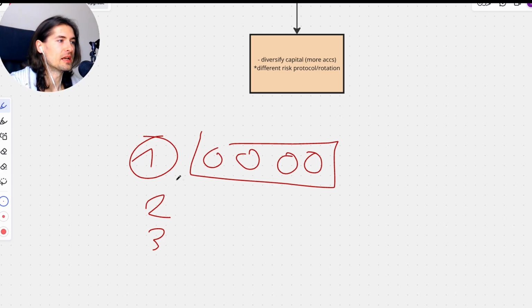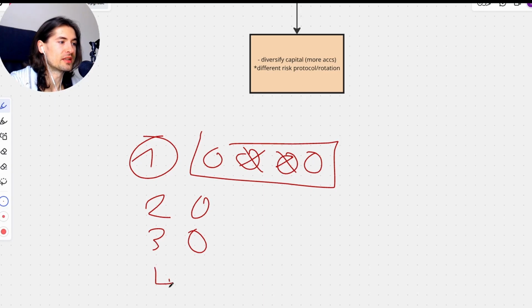If we have rotation, meaning we trade a different account each day. So today you trade account number 1, tomorrow you trade account number 3, and so on. If that's the case, these 2 losing trades will be allocated to account 2 and 3.